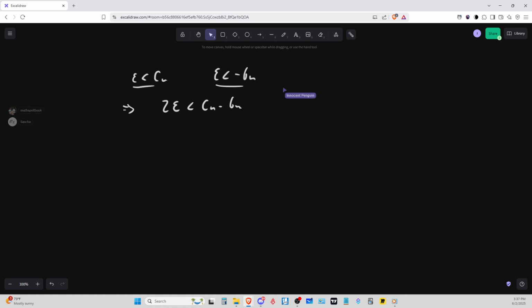But this is exactly the absolute value of Cn minus Bn. But this is a contradiction, because Cn minus Bn is supposed to go to 0. So this contradicts.